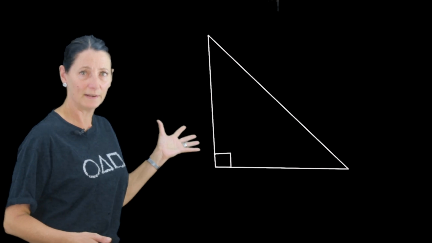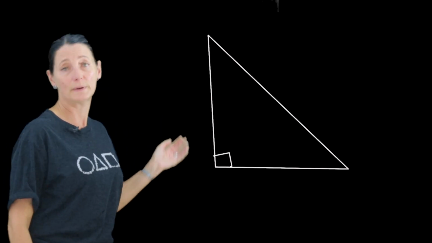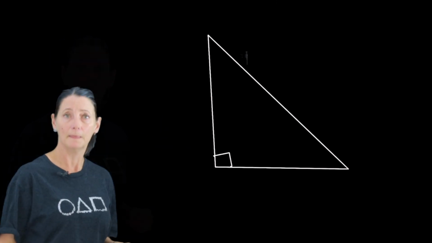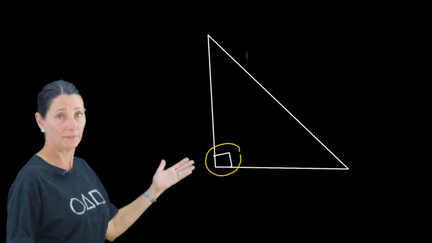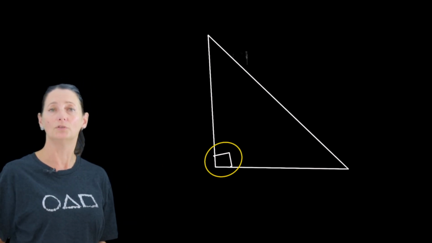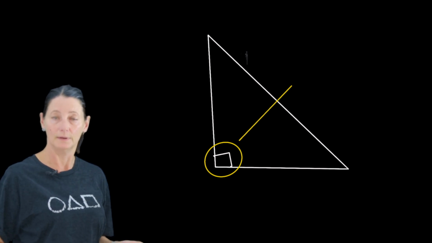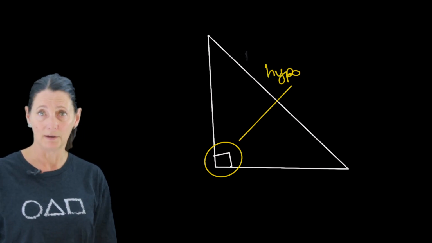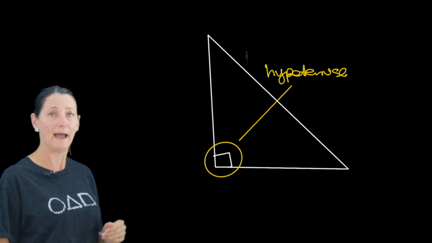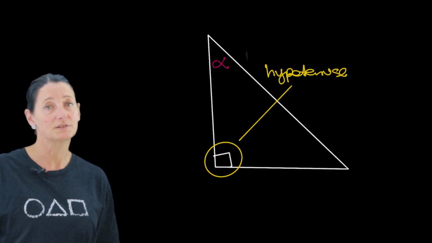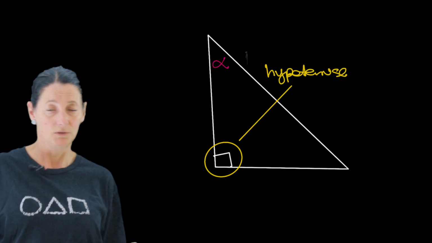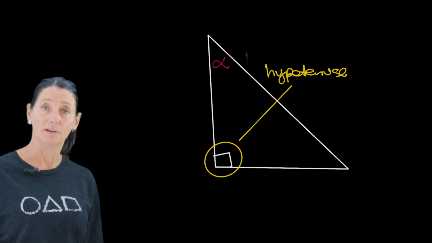Let's start with this right-angled triangle. We know it's a right angle because we have a square in the bottom left-hand corner. The side directly opposite the right angle we know is called the hypotenuse, so we'll label that hypotenuse. Now, the triangle has two remaining angles, so let's call the top angle alpha. We use alpha, which is a Greek letter of the alphabet. Normally we use Greek letters to define the angles.